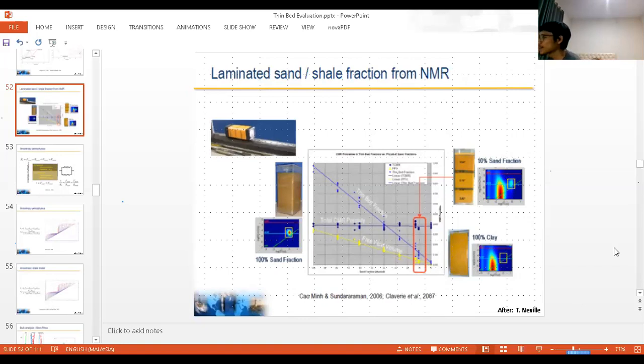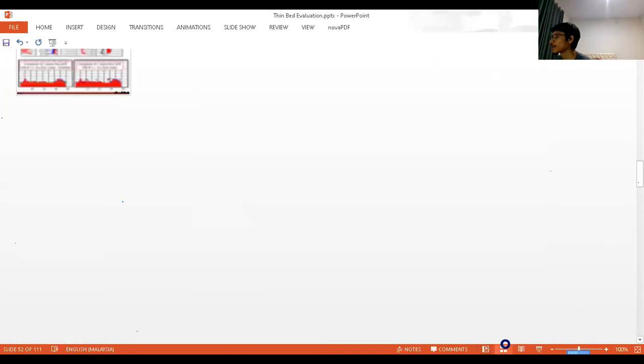Why is vertical resistivity larger than horizontal resistivity in thin bed? Why is it higher than? Because it is. If you look at the equation here.